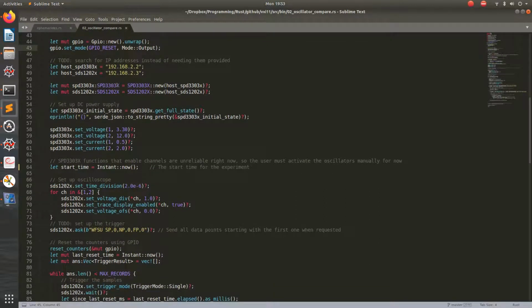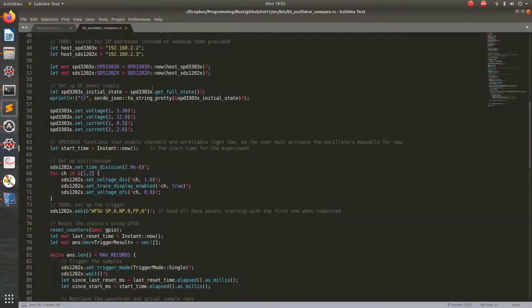Then we create the two structs that we actually use to interface with them. And we'll start by getting the full state of the DC power supply, and then we output it to the screen. It's got nothing to do with the final output. That's just for awareness. It posts debug information like that.